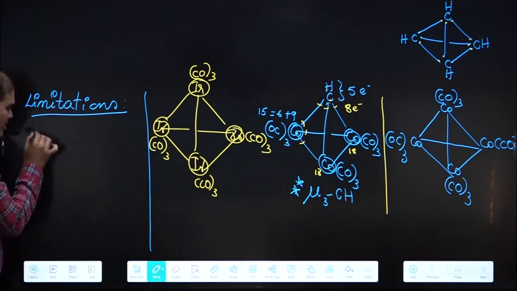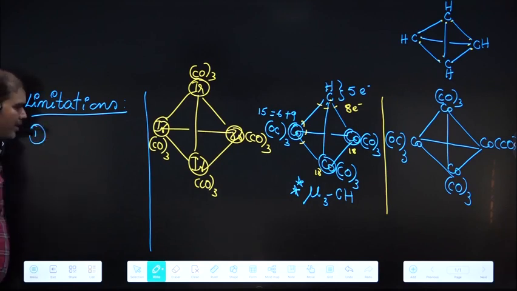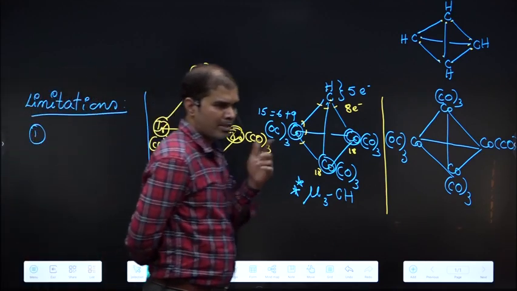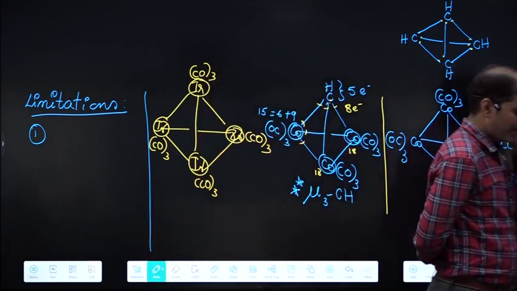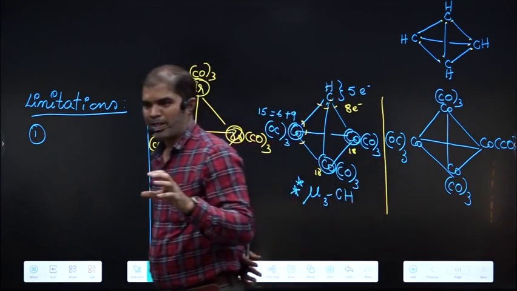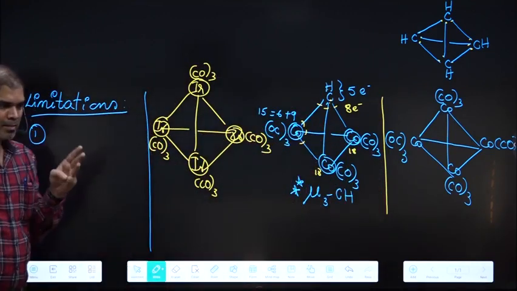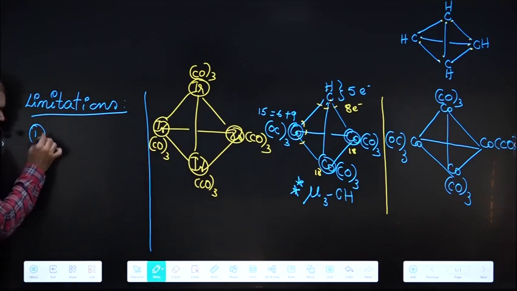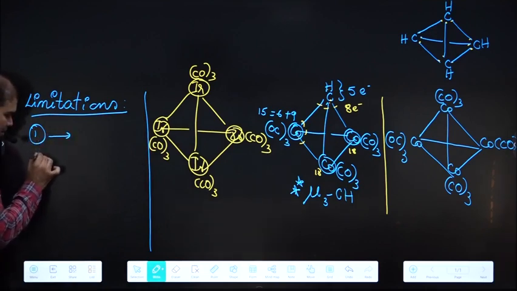What are these limitations? First limitation, it can only give you an idea about the skeleton, but it cannot give you an idea about how the carbonyls are arranged. Because in the case of Co4(CO)12, the actual structure at room temperature has 3 bridging carbonyls. But according to this prediction, we generally don't draw any bridging carbonyls. So that is one limitation.